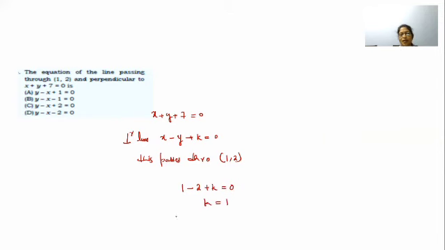K becomes 1. Therefore required line is x minus y plus 1. We have done this before, isn't it? Yes. This is y minus x minus 1 is equal to 0. Correct? Option B. Okay.